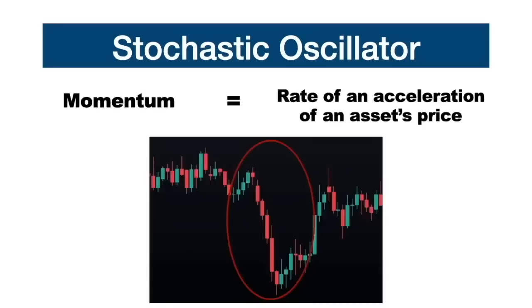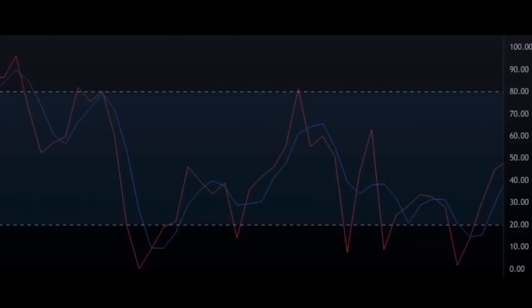The momentum is the rate of acceleration of an asset's price. The stochastic is called oscillator because it oscillates between the levels of 0 and 100. No matter how much the price on the chart moves up or down, it will always fluctuate between the levels of 0 and 100. This indicator examines how close the candle closures are to the resistance or support recorded over a specific period of time.